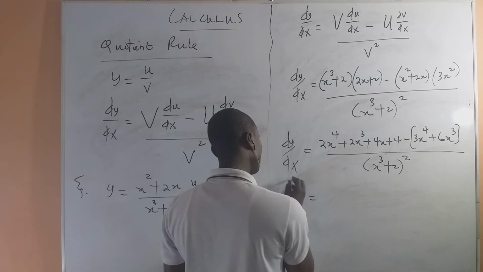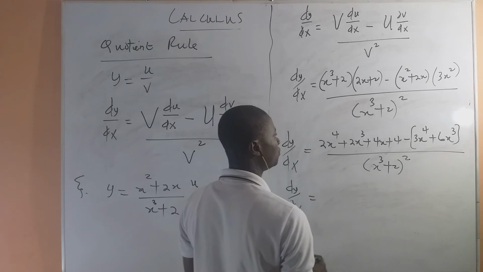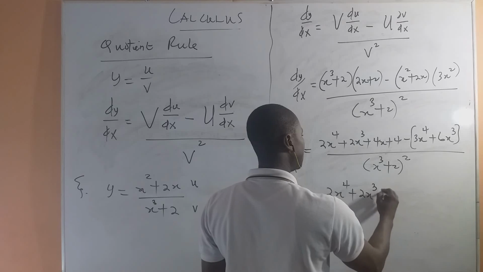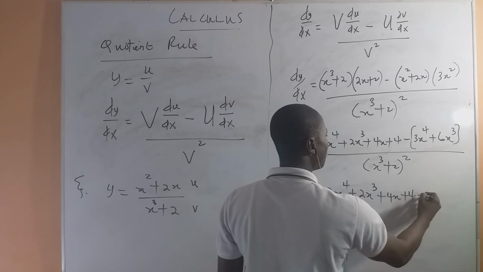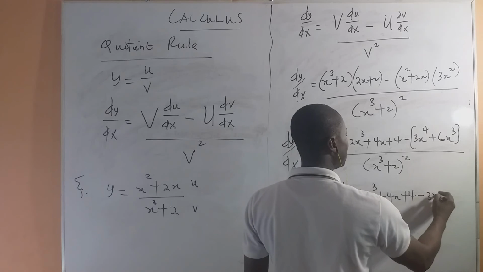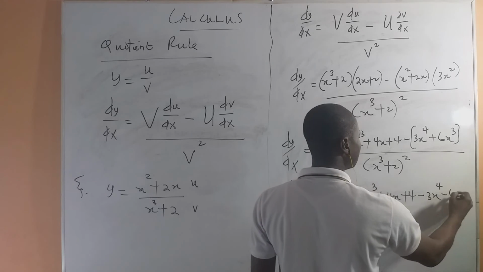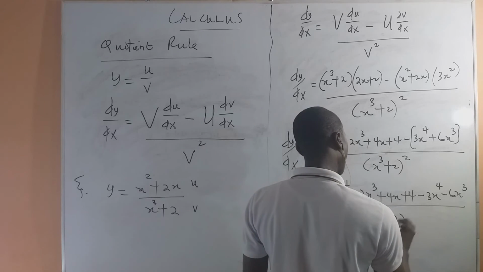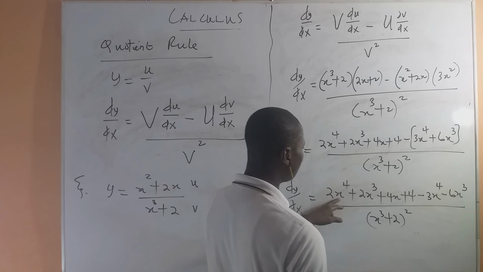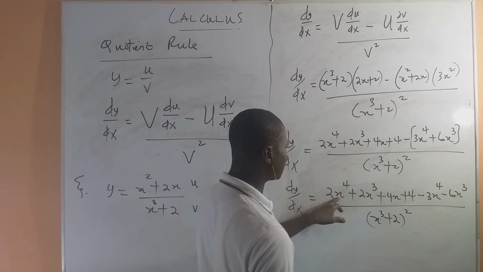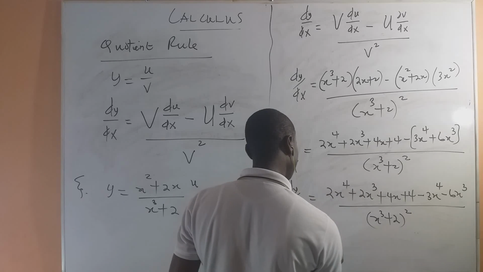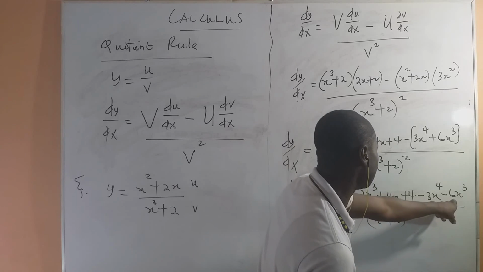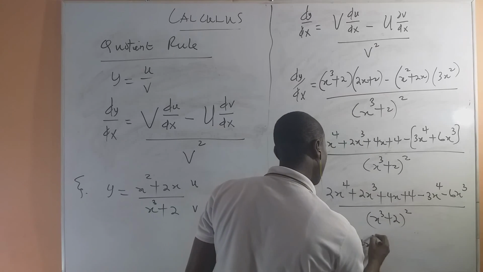So a step down, dy dx will be equal to 2x exponent 4 plus 2x exponent 3 plus 4x plus 4, minus, you open the bracket, you have minus 3x exponent 4, and this will also be minus 6x exponent 3, all divided by x cubed plus 2, all squared. So we try to simplify the x exponent 4 term: we have 2x exponent 4 minus 3x exponent 4, and that will give us minus x exponent 4. Then the cube term, we have 2x cubed minus 6x cubed, and that will give us minus 4x cubed.